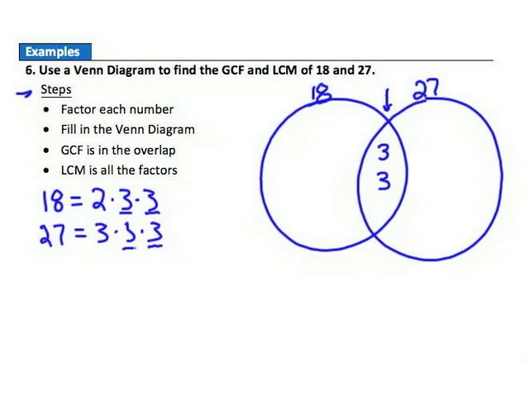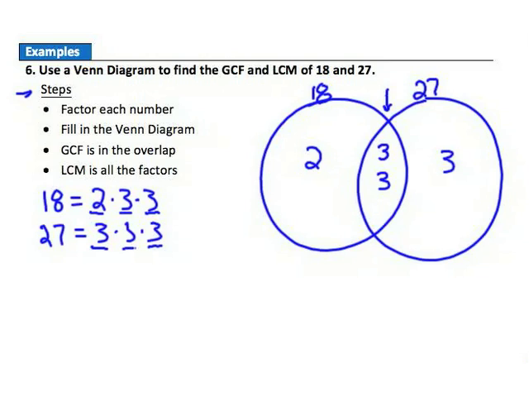Now, we have to look at what's left. It looks like 18 also has a factor of 2. That is unique just to 18. So that 2 is going to go out here. And it looks like 27 has one more 3, and that's not a factor of 18. That extra, or third, 3 is not a factor. So that's going to go out here in 27's circle.